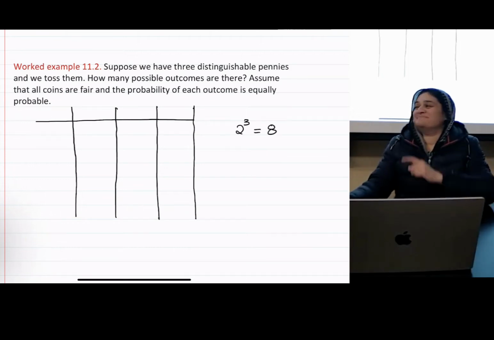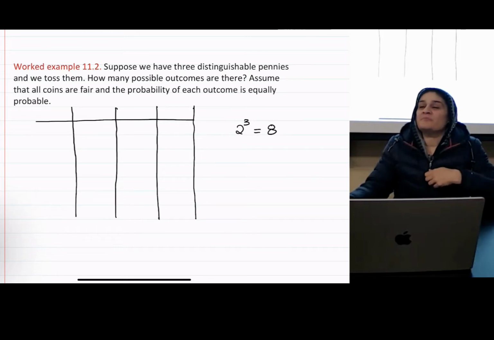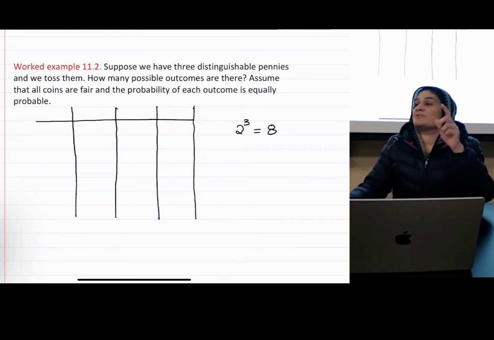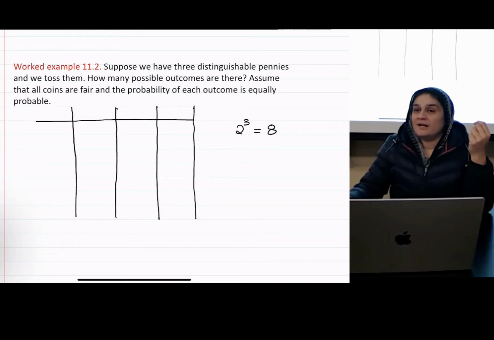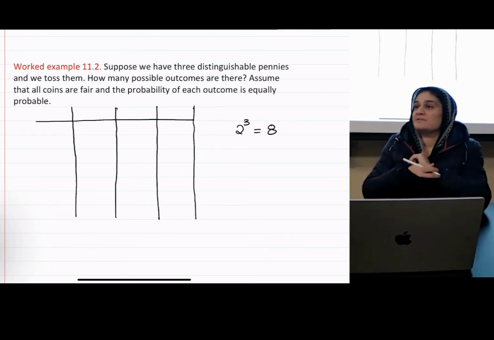I like the tree. So how do you find the probability when the probability is only heads or tails? 2 to the power n. How many pennies do we have? 3. So it will have how many outcomes? 8. That's it. That's what statistics tells us.